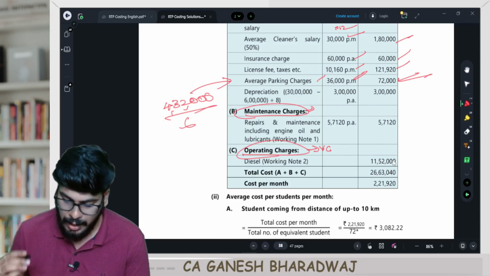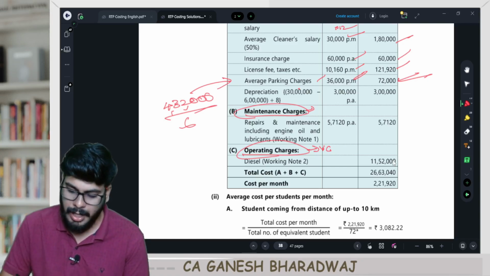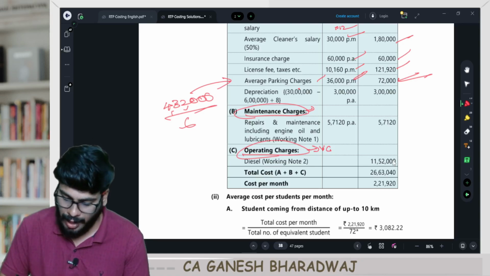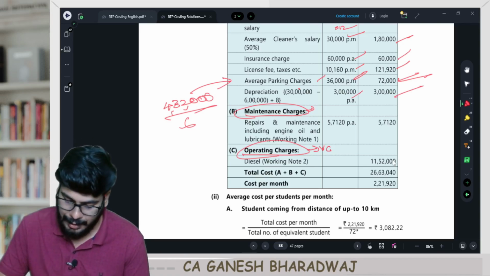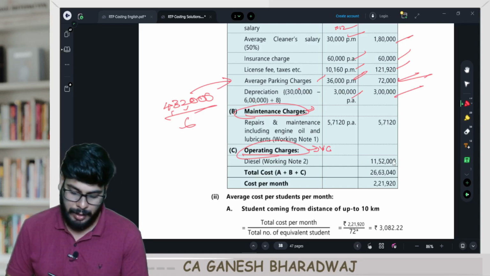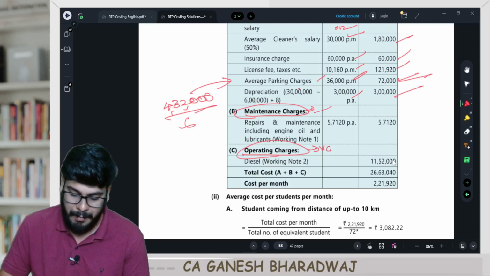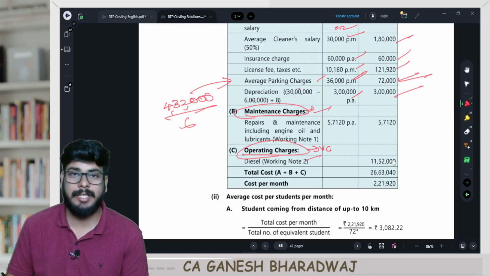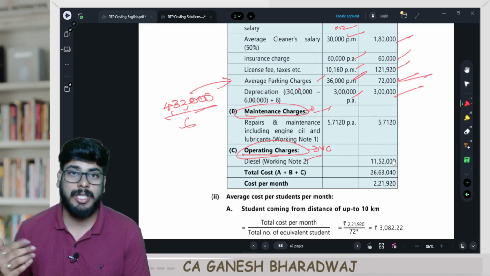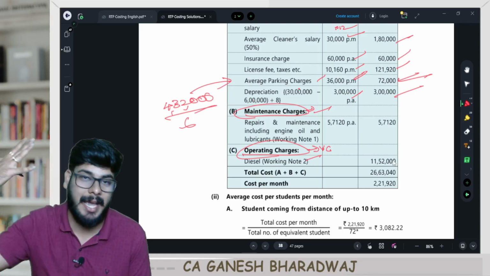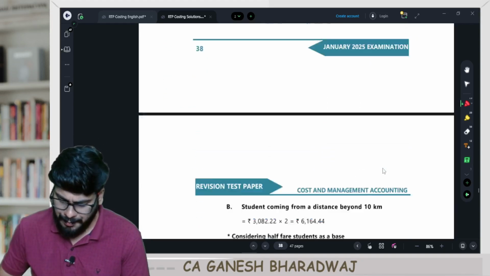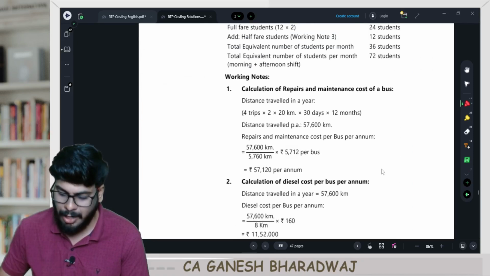Next one. Depreciation, we calculated already. 30 lakhs minus 6 lakh, 24 lakh. 24 lakh upon 8 lakh, that's going to be 3 lakh rupees per bus per annum. That can also be filled in. Next one, guys, is going to be your repairs and maintenance, and your diesel charges. For you to compute this, you first need to know the total kilometers traveled by every single bus, so for that we need to calculate the total distance.